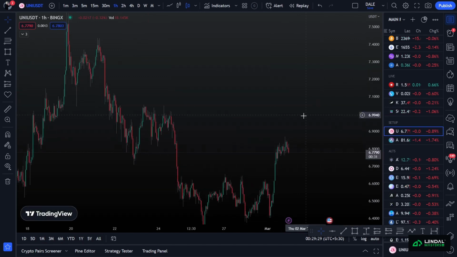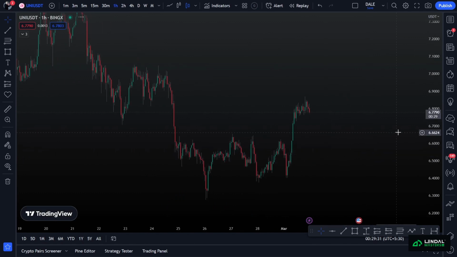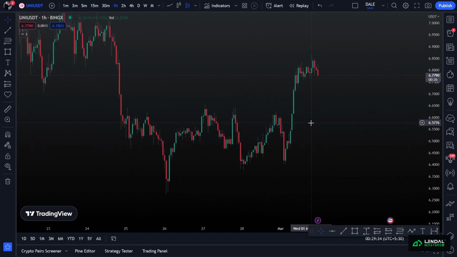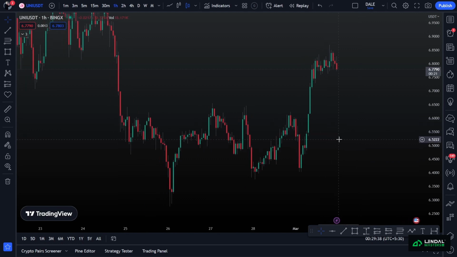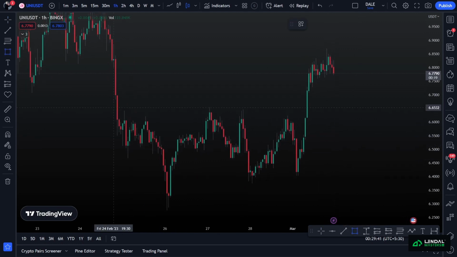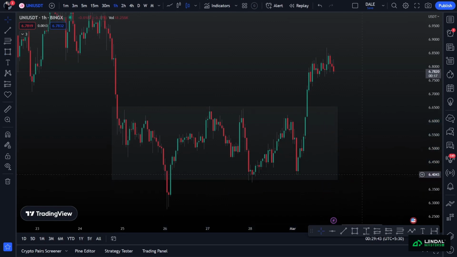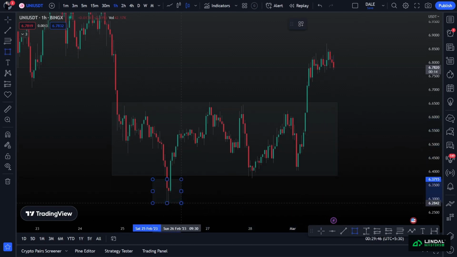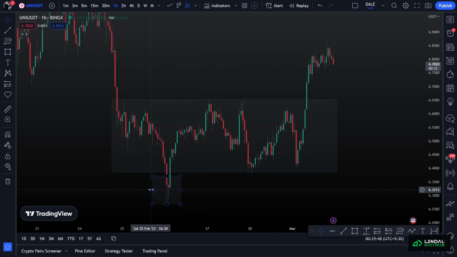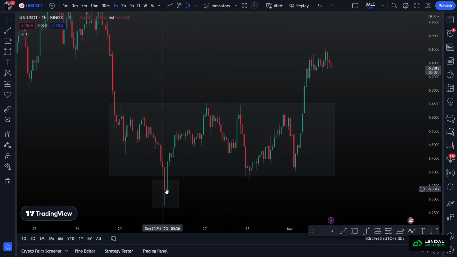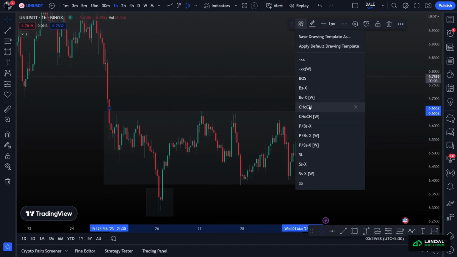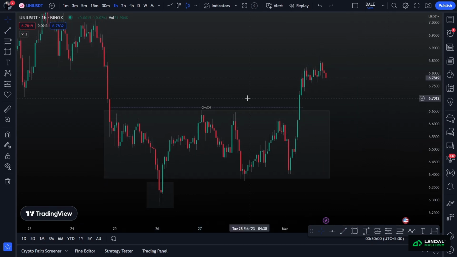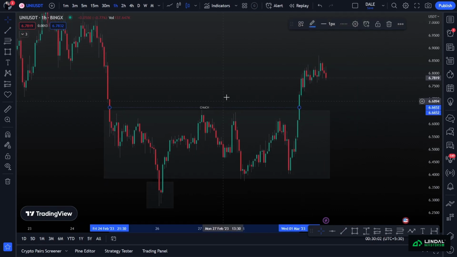Okay, so let's check the Uniswap which we had on our watchlist. Now we identify the market structure. This one is on the 1 hour. This one is the zone. This one is the manipulation zone where they hit your stop loss. You think it's going to go down, but it exactly reversed. And this area you can call the breakout zone.